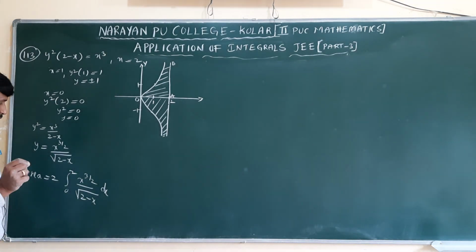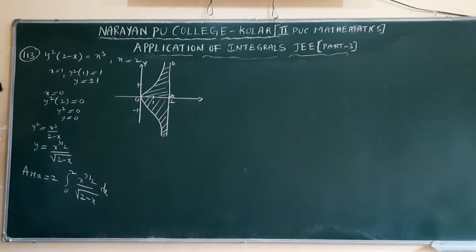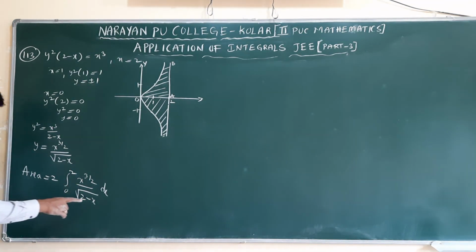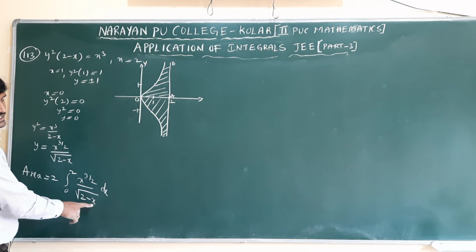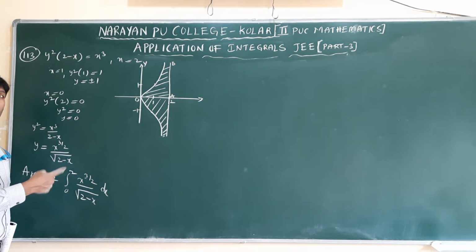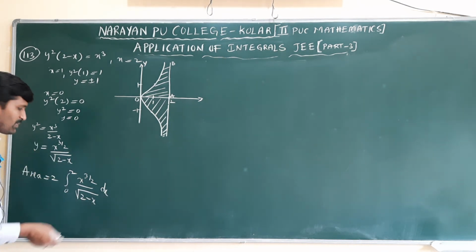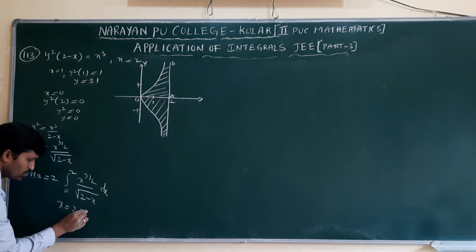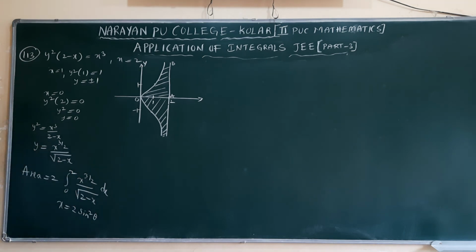But if we take one substitution, we can simplify this. What is the substitution? First of all, we need to remove the square root. How to remove? If I take x equal to 2 sin square theta, 2 common, 1 minus sin square is cos square. The square root will be cancelled. That's why I am substituting x equal to 2 sin square theta.